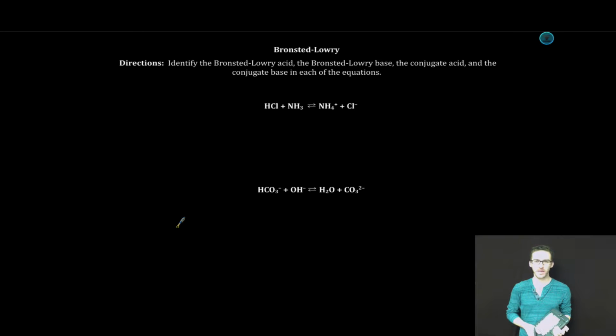Let's take a look now at the Bronsted Lowry definition of acids and bases. In these two examples, we are asked to identify the Bronsted Lowry acid, the Bronsted Lowry base, the conjugate acid, and the conjugate base in each of the equations.